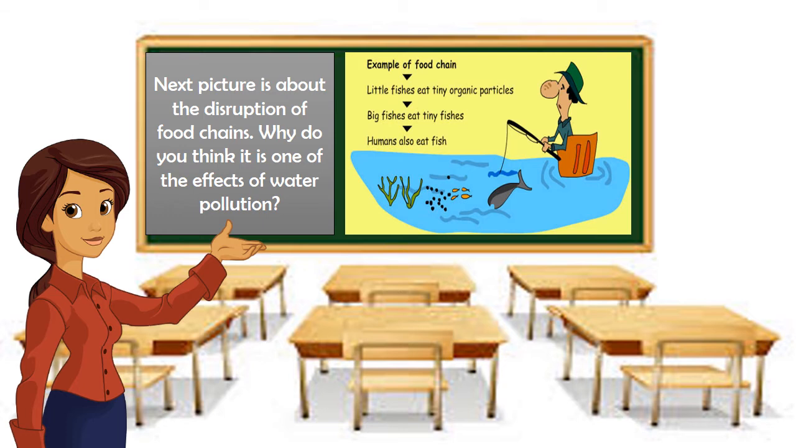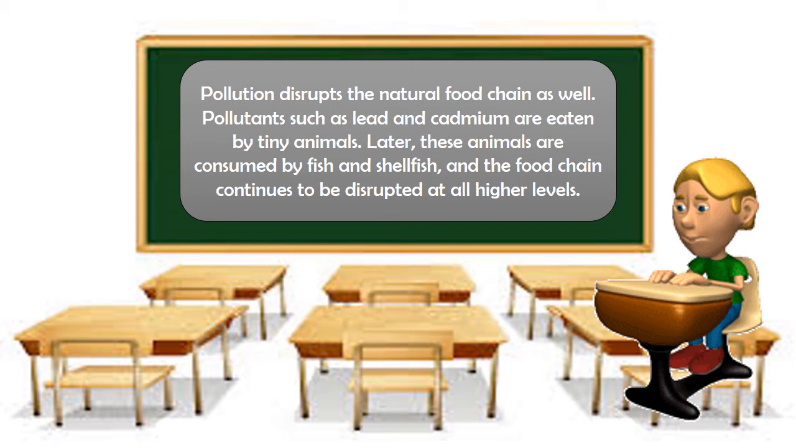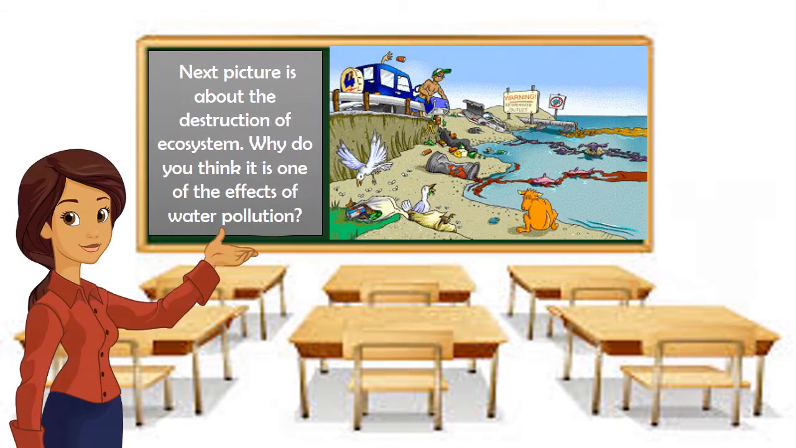Next picture is about the disruption of food chains. Why do you think it is one of the effects of water pollution? Pollution disrupts the natural food chain as well. Pollutants such as lead and cadmium are eaten by tiny animals. Later, these animals are consumed by fish and shellfish, and the food chain continues to be disrupted at all higher levels. Wow, nice.